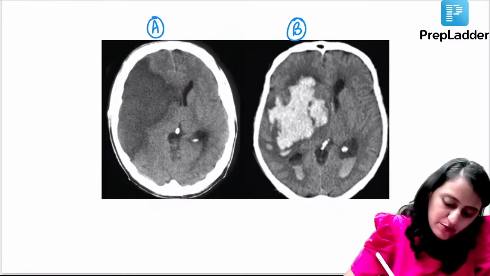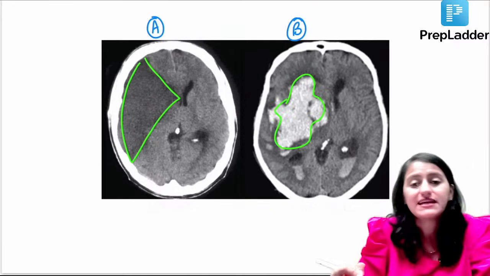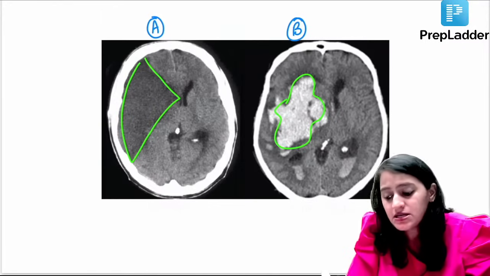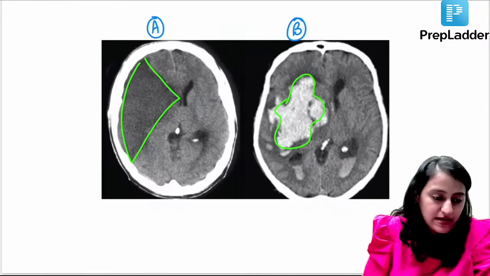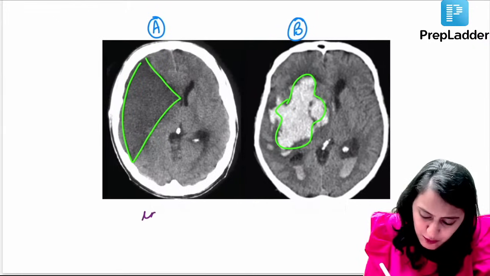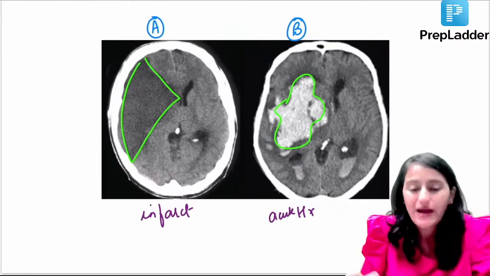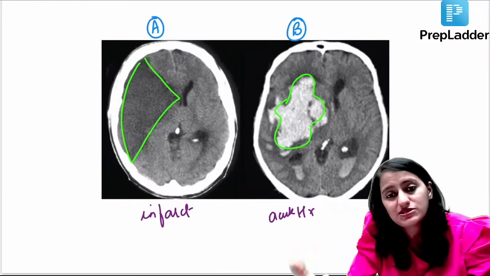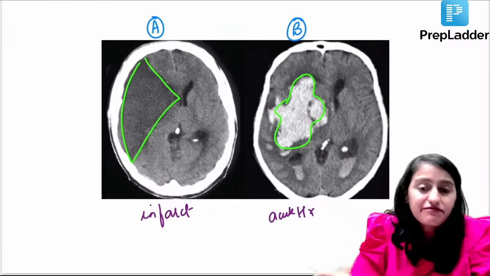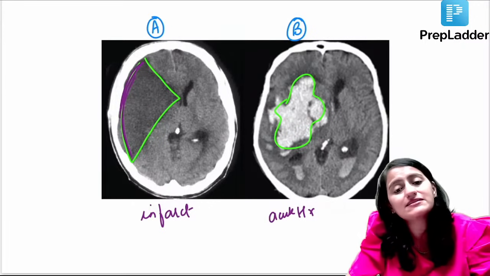In the first one, what you are seeing is a dark area, hypodensity, and this is a hyperdensity. Always remember in radiology, dark is hypo and bright is hyper, white is hyper. So first one, the hypodense is the infarct and the hyperdense is the hemorrhage. White is the acute hemorrhage. Acute hemorrhage is white, chronic hemorrhage is dark on CT. So this well-defined hypodensity here involving the cortex, the gray matter, that is an infarct.